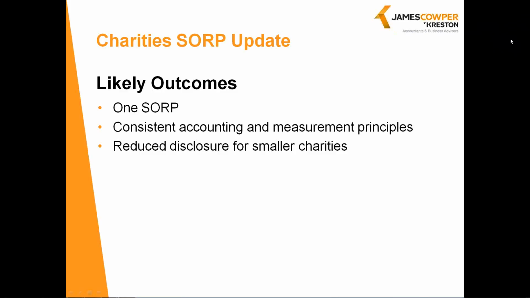Consistent accounting and measurement principles between small charities and medium and large charities, and then hopefully reduced disclosure requirements for smaller charities. One of the key issues in having two SORPs is that at the moment there are actually different accounting rules for small charities under the FRSSE SORP from the rules applying to medium and large charities under the FRS 102 SORP. And the review and the abolition of the small charity SORP will bring that accounting into line.